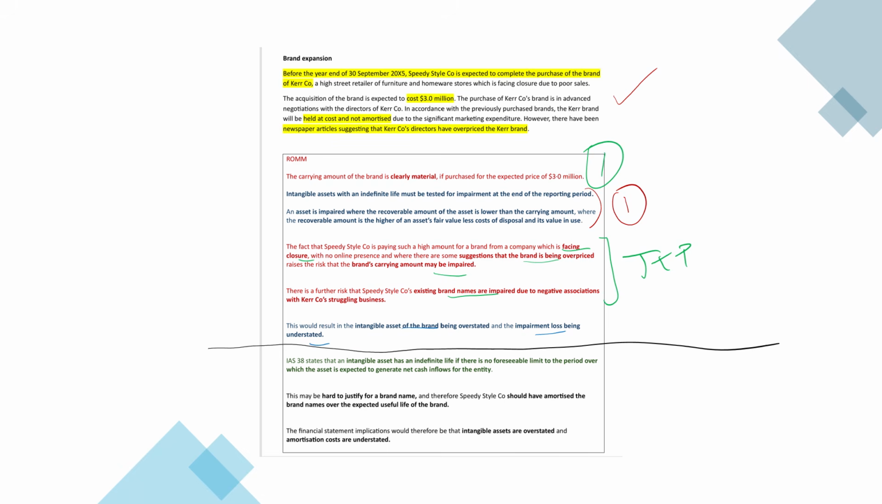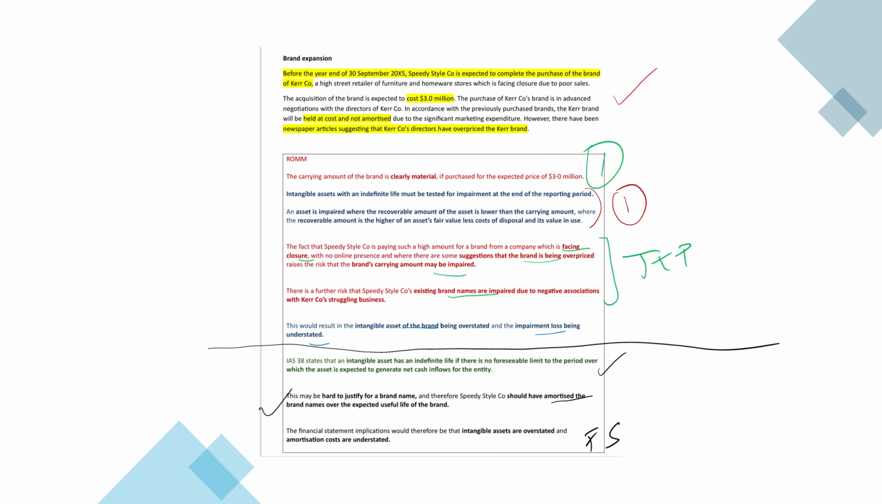So my next category of discussion is whether the indefinite life assessment is appropriate. So I'm going to get my accounting treatment mark. Intangible assets can have an indefinite life if there is no foreseeable limit to the period over which the asset is going to earn inflows for you. I'm concerned that it is hard to justify that a brand's life could be indefinite, and they should instead be amortized over the useful life. And if this is not done, the risk is assets are overstated and amortization costs are understated.